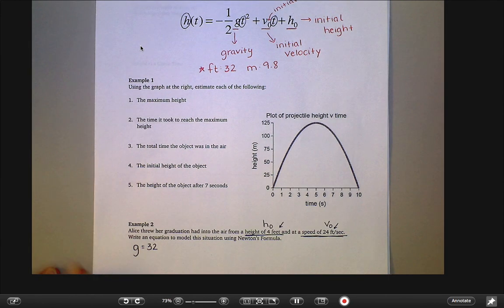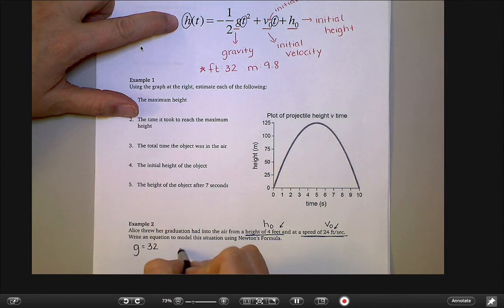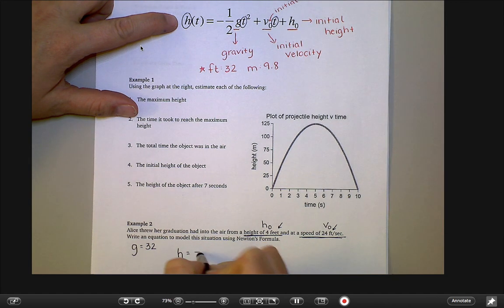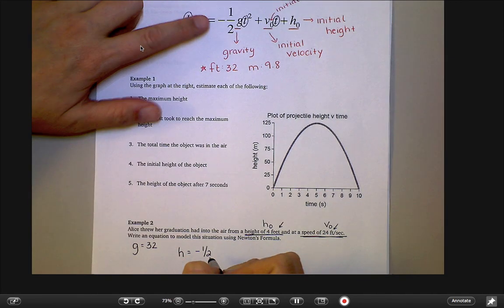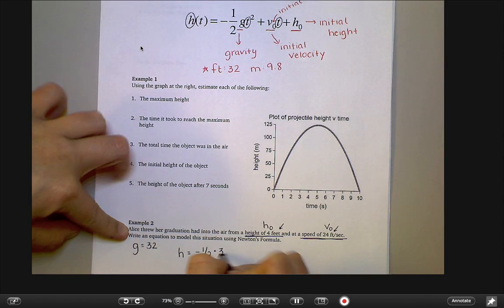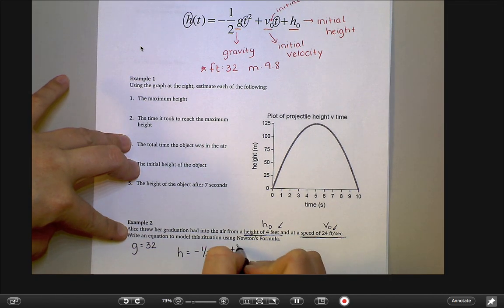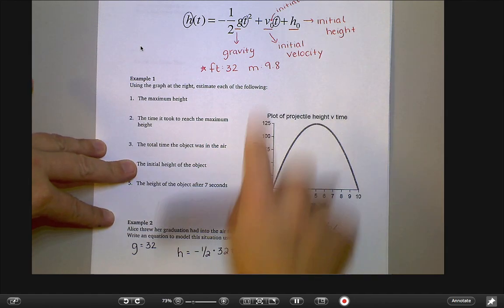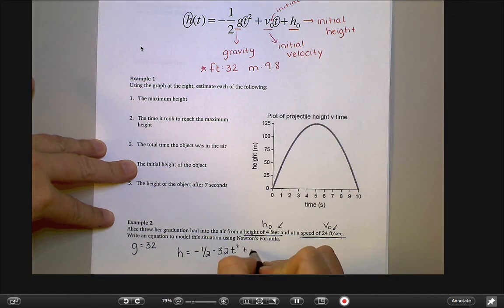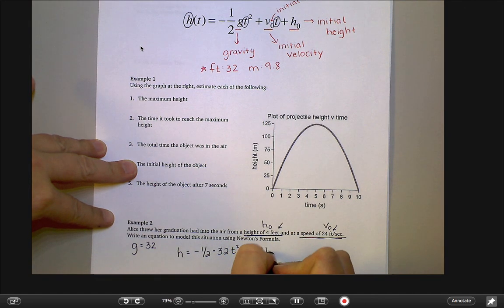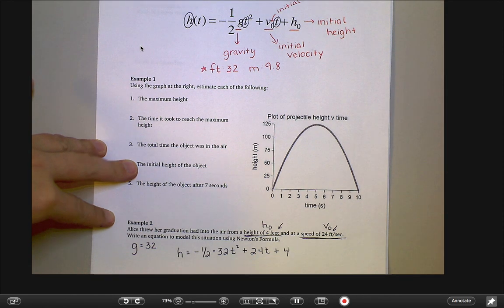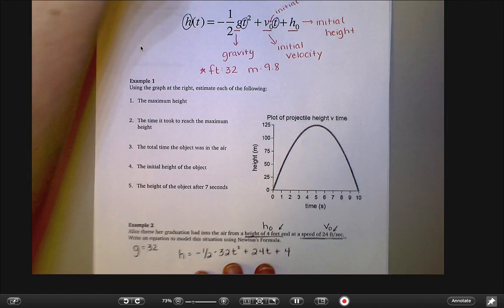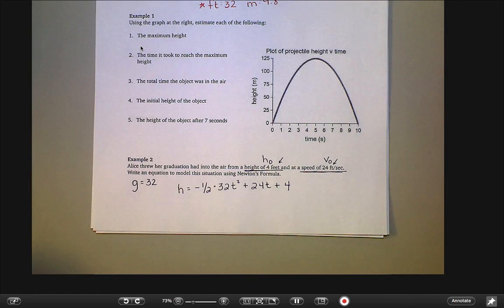So when I go to write my equation, I'm starting with h. H equals negative 1/2 g, which we said is 32, t squared, so my t is like my x, that's just going to stay the same, okay, plus my initial velocity, which is 24, t, because that t stays the same, and then plus my initial height of 4. That's really all there is to this, okay? That's all it means when it says to write the equation. That's all you have to be able to do, okay?